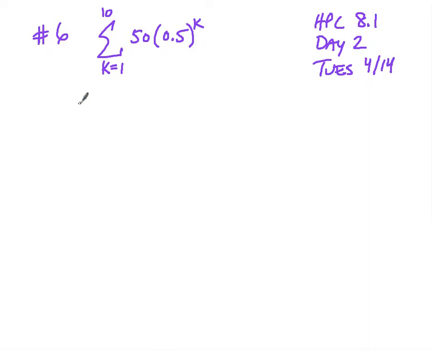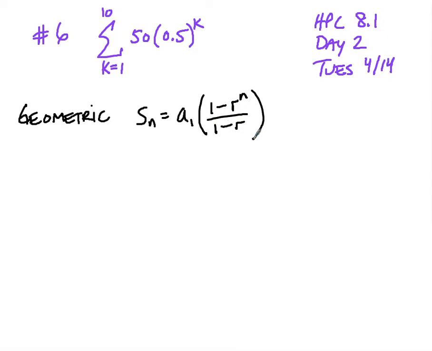Based on your answers to number 6, I think what happened was you got your first term wrong. So first of all, recognizing that this is geometric, because we've got a term times another term to a power. Something times something to a power is pretty classic geometric. And the summation formula that we have for geometric is we take our first term and then we do 1 minus r to the n over 1 minus r. This first term is what you get when you plug in this bottom number here.